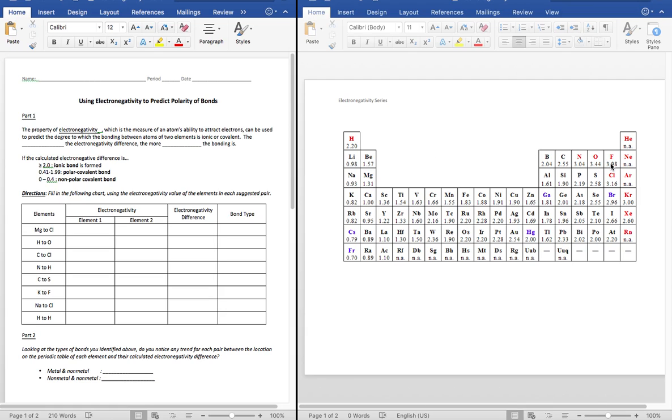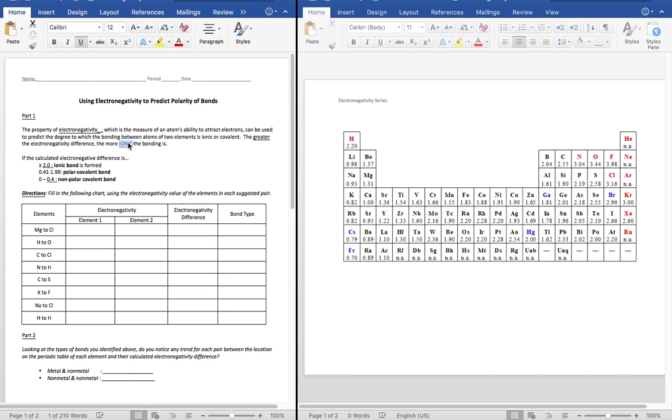So this is how we characterize whether a bond is ionic or covalent. We actually have to use numbers. Not surprisingly, in science, we like to use numbers to make sure that we quantify everything. We're not just taking a guess. So you might guess, the greater the electronegativity difference, the more ionic the bond is.